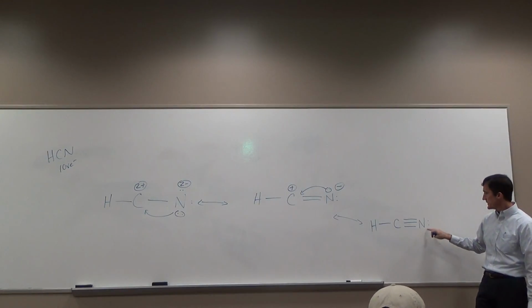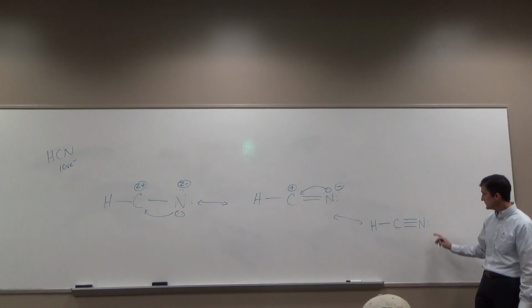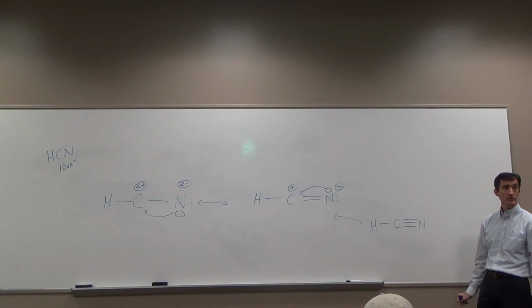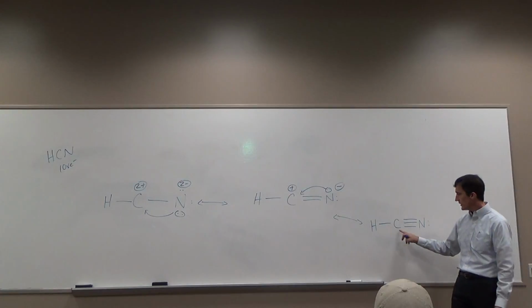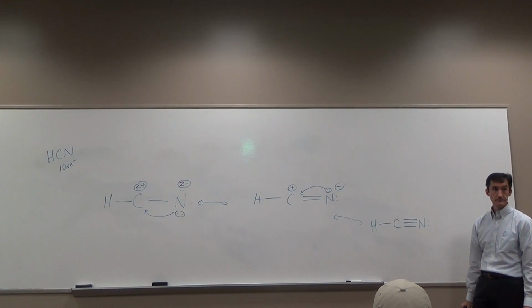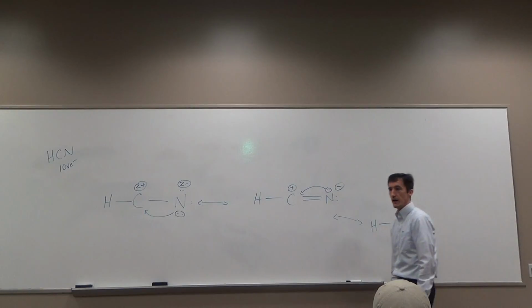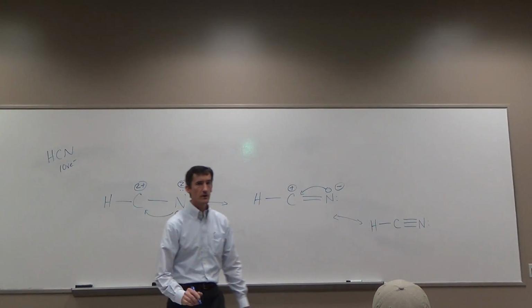Nitrogen has an octet. 2, 4, 6, 8. In terms of how many it owns, 2, 3, 4, 5, how many is it supposed to own? 5. Neutral. Does carbon have an octet? Yes. 2, 4, 6, 8. Charge. Neutral. Everything's neutral. Everything has an octet. This is your good structure.